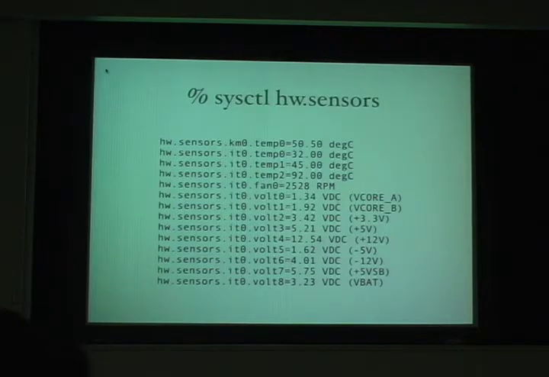You can see here in the display that there are two sensor drivers, one called km, and the other is it. km is the sensor driver for the AMD Phenom processor. You can see that it has one temperature reading, which reads 50.5 degrees here. And then the it driver is a driver for ITE Super I/O devices. In this example, you can see that it has 3 temperature sensors, which is kind of incorrect. And then it has one fan sensor and several voltage sensors.